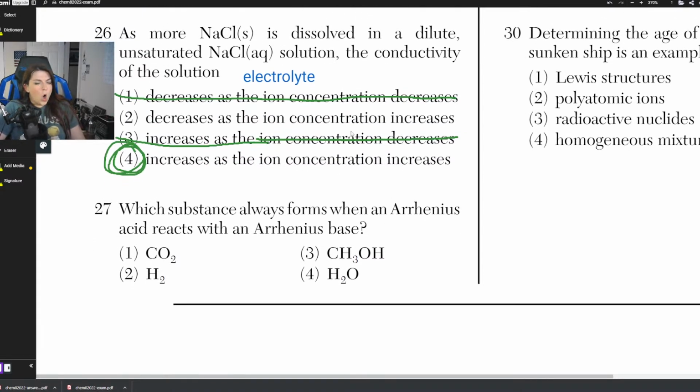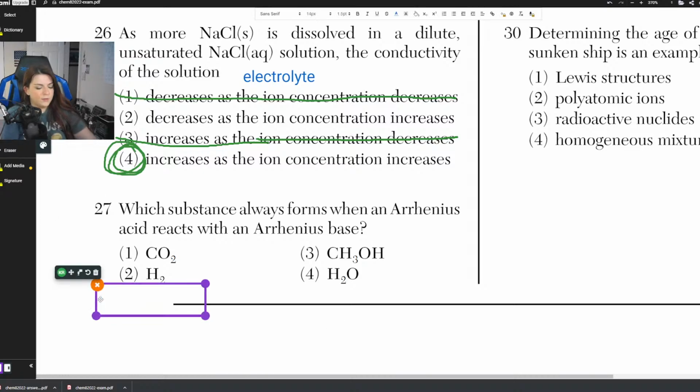Question 27. Which substance always forms when an Arrhenius acid reacts with an Arrhenius base? Okay, this is the definition of a neutralization reaction.